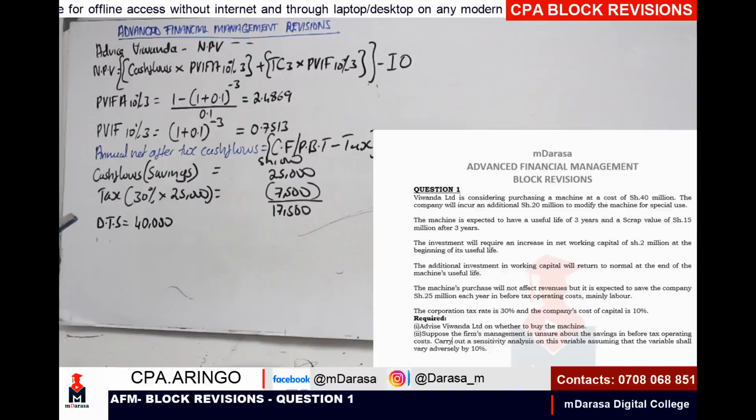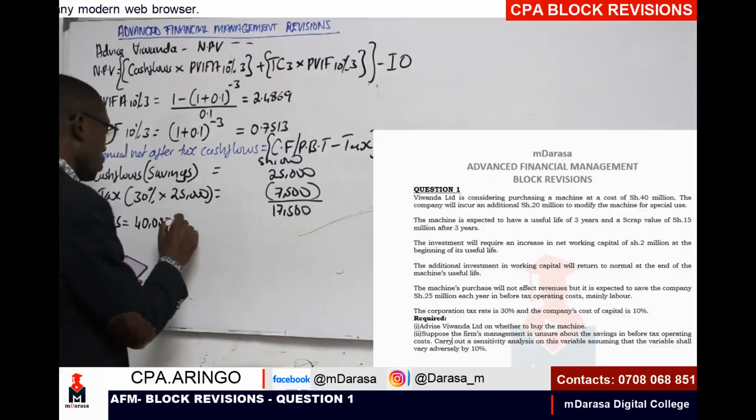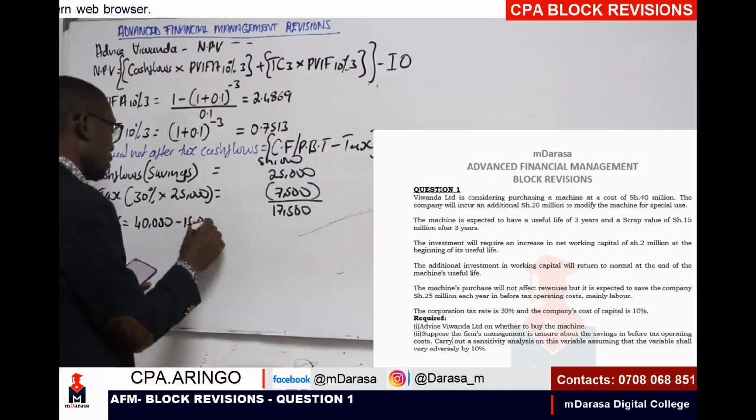Because that is, of course, exclusive of that additional item for the purpose of depreciation. I'm having 40 million. What is our residual value? Residual value is given in the second statement, where the machine is expected to have a useful life of 3 years and a scrap value of what? 15 million. So scrap value here is 15 million.